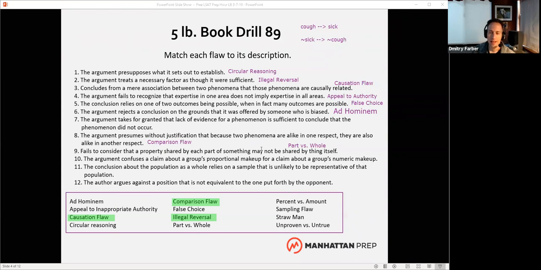Number 10 is our next one, right? Number 10 is percent versus amount. Do we see the difference? When I'm making a claim about proportion versus numeric, that's very abstract in the way it's worded. But the idea is, let's say I told you that a larger percent of people in the US are pet owners than in China. Does that tell you that the US has more pets?